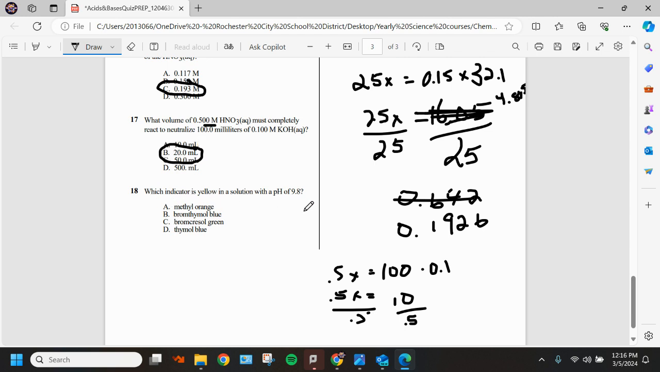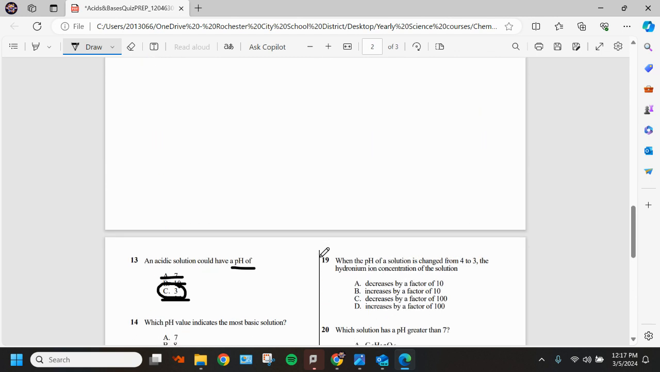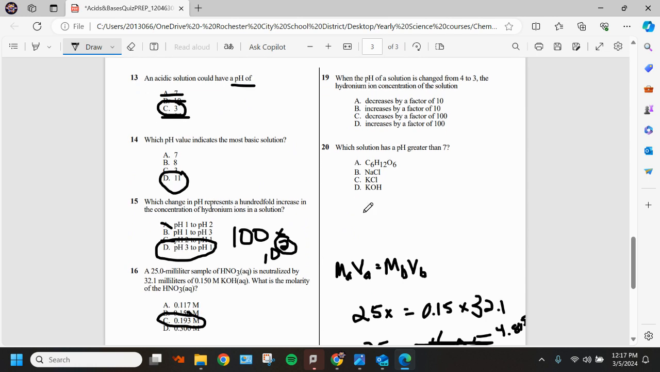Which indicator is yellow in a solution of 9.8? 9.8 is a base. So who's on the right-hand side? It says yellow. Look at that, methyl orange right off the top. Methyl orange's range ends at 4.4, so 9.8 is definitely above that. Two more problems and we are done with this video. Let's get through it. When the pH of a solution is changed from 4 to 3, it's a 10 times change. And from 4 to 3 makes it increase my concentration. So I'm going to increase by a factor of 10. Perfect. That's B.